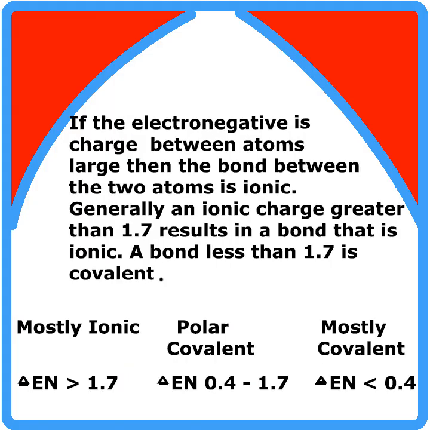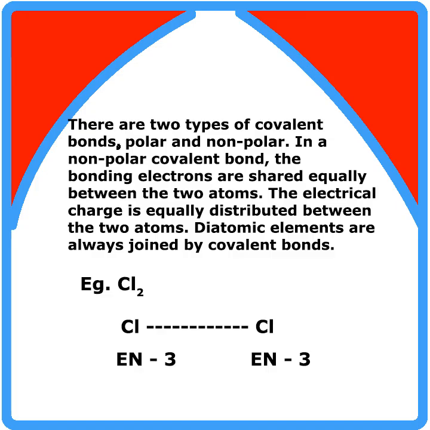If the electronegativity difference between atoms is large, then the bond between the two atoms is ionic. Generally, an electronegativity difference greater than 1.7 results in a bond that is ionic. A bond less than 1.7 is covalent. There are two types of covalent bonds, polar and nonpolar.